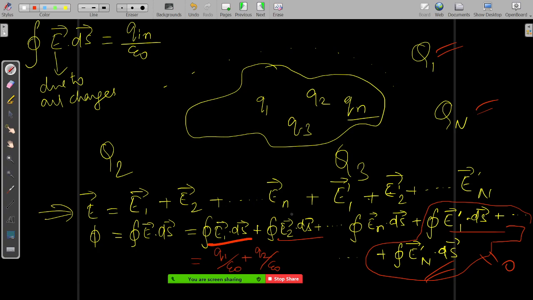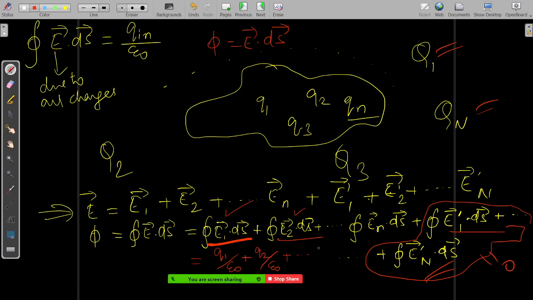Because this is only due to the second charge. Individual flux is a scalar quantity, and you can simply add it. So we are not worried about anything, direction and all. All we are considering is flux only. Flux is a scalar quantity, no? Flux is equal to E dot dS, that is a dot product of two vectors. Yes, sorry, scalar.